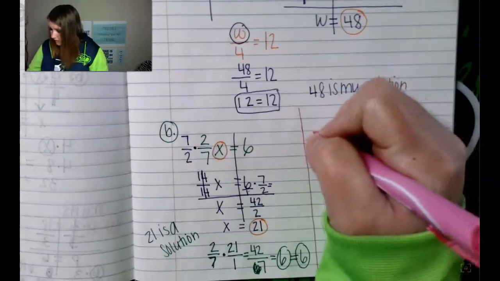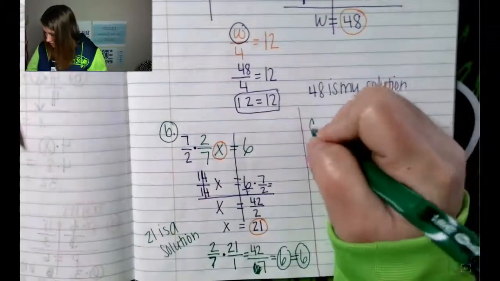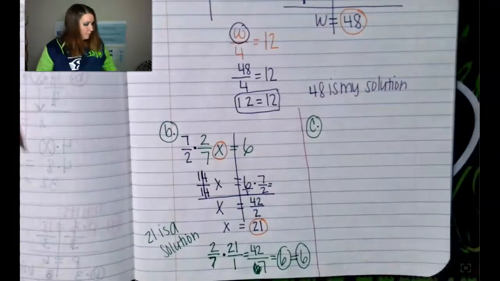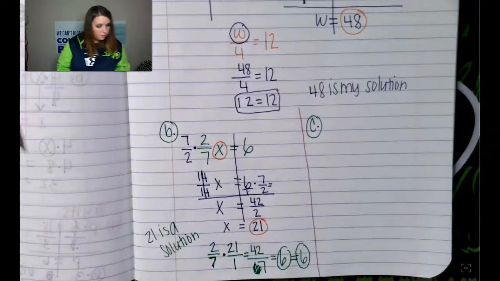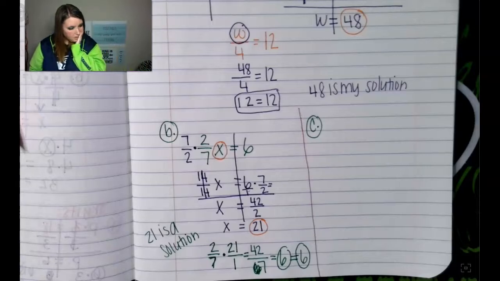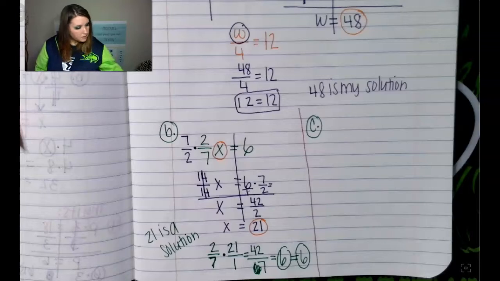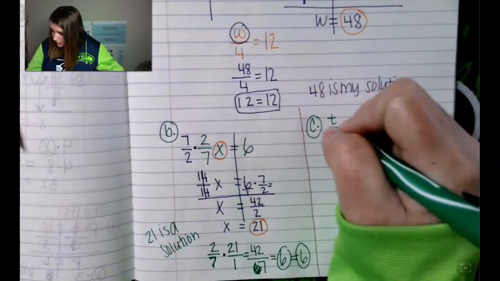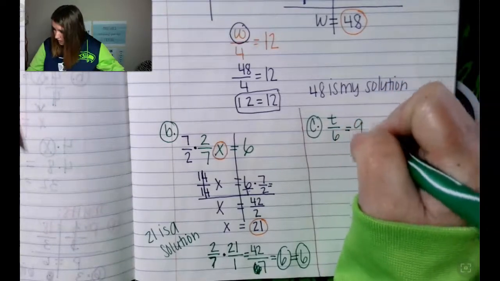Okay, so this is example C. Example C says t over 6 equals 9. Oh, did we do one like that? Let's do one like this. Oh no, that's a really big one. Yeah, let's do this. T over 6 equals 9.